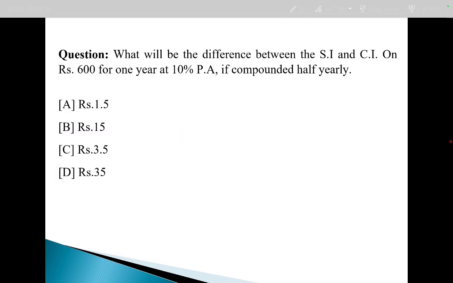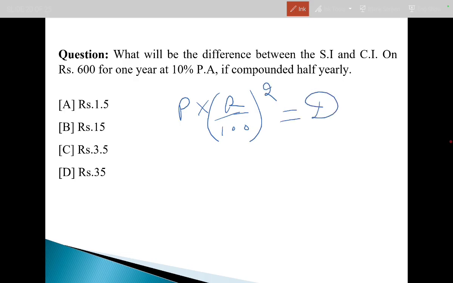Now this difference type question, I'm just giving you one formula that you need to remember. In every difference type of question, they'll hardly ask you difference for 2 years or 3 years. For 2 years you need to remember the formula: principal into rate of interest, we write it as R by 100, and if it is 2 years, you have to take the power of 2, is equal to the difference. This difference is for 2 years.